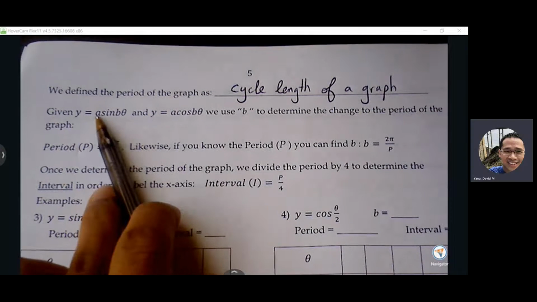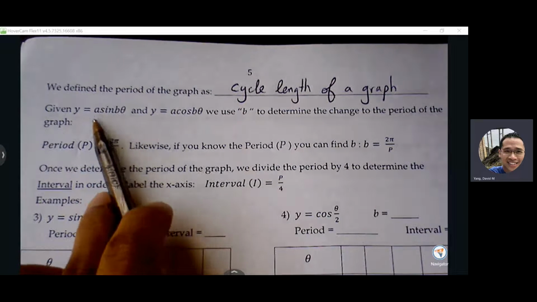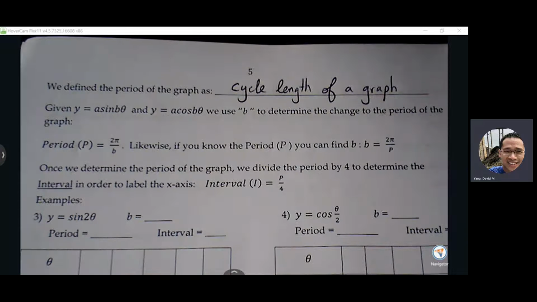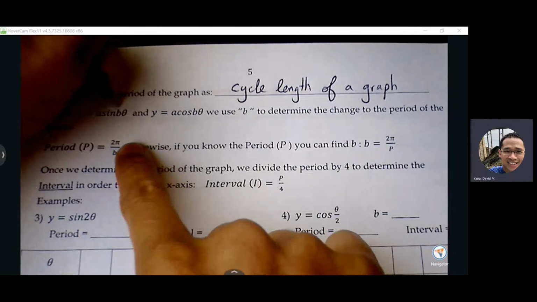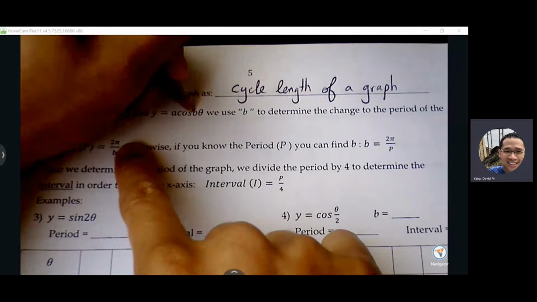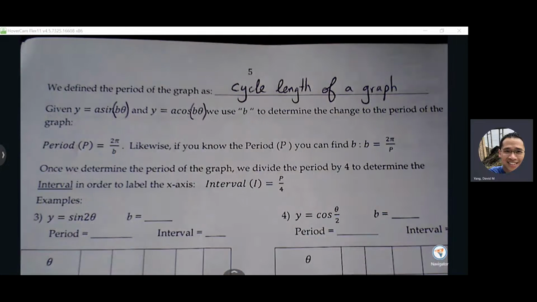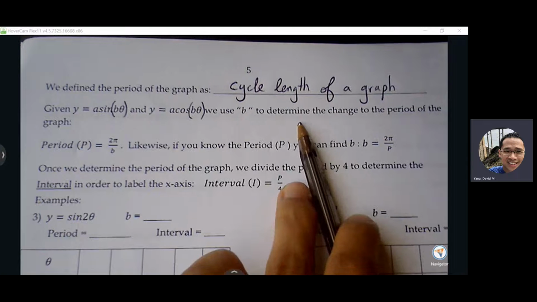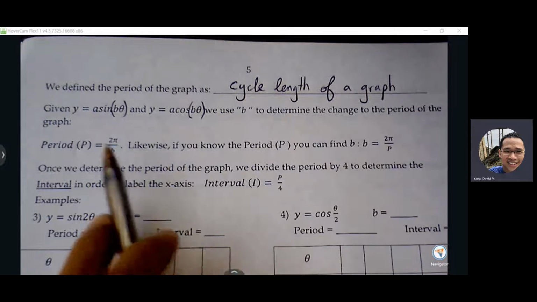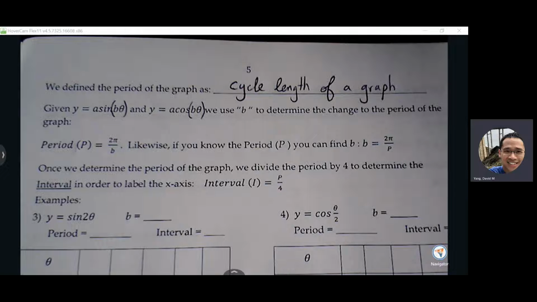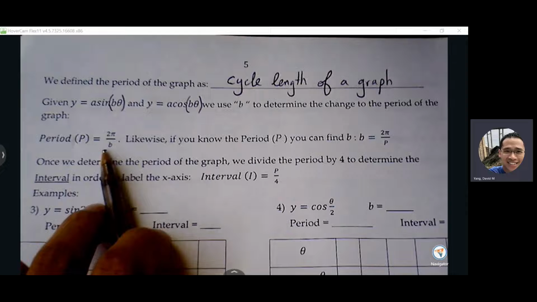Now we know that the a value, which is the coefficient in front of the sine and cosine, is going to impact the height or the amplitude. But now the variable that's inside the sine and cosine, the b value, this is the coefficient of the angle measure inside the sine and cosine. That's going to determine the change to the period of the graph. Okay. So the a value is in front, and the b value is that coefficient inside the trig function.